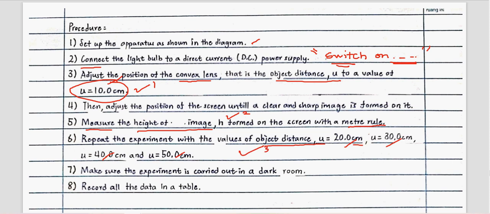And then don't forget, mesti ada unit centimeter. And then make sure experiment is carried out in the dark room. Now, don't forget this also. Measure and record. This is the pairing perkataan yang mesti ada in your experiment. Measure and record. And then the instrument that you use to measure it. So, perfect, 3 marks here.